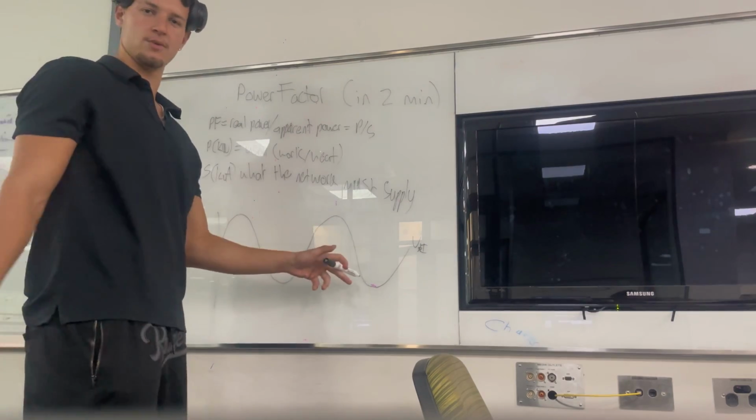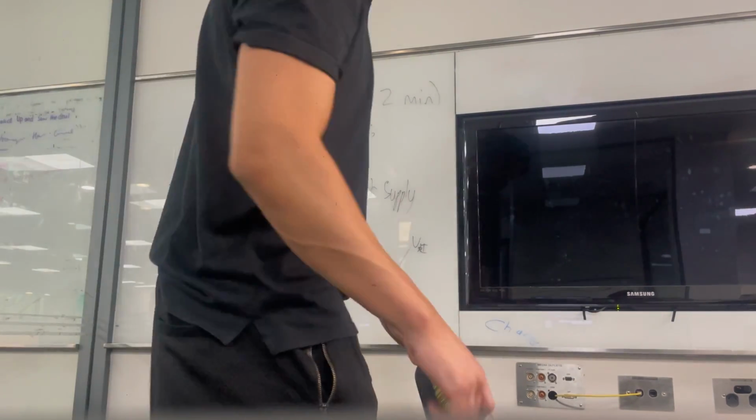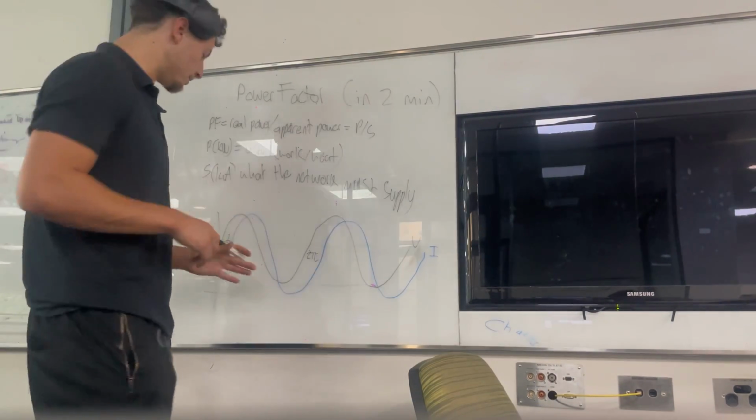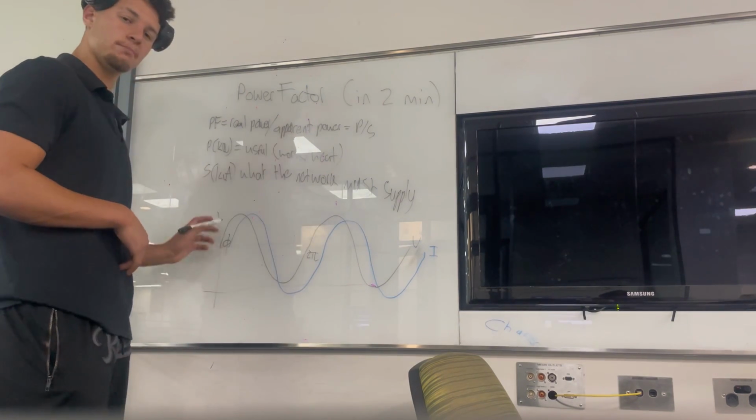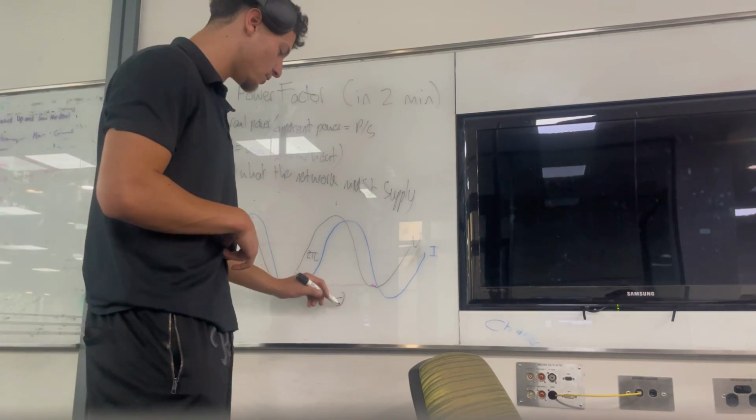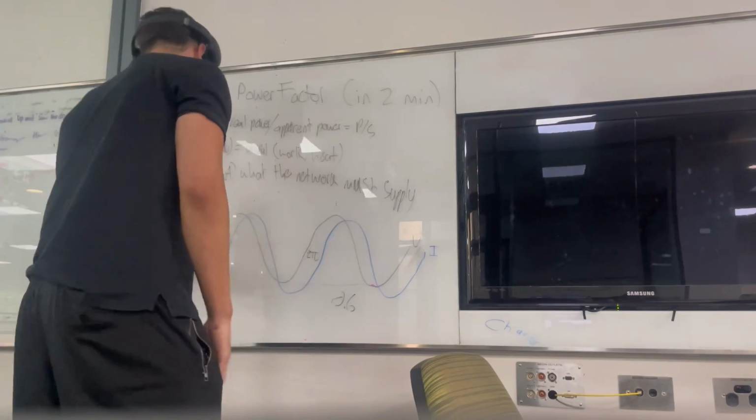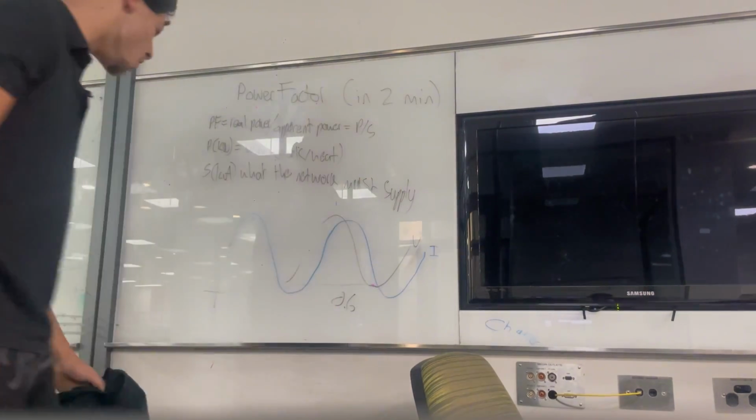So this is a perfect sine wave. I'm just going to draw it. This is a more realistic sine wave, where there is a slight delay measured by the angle between the two sine waves. This one will be around 0.6.